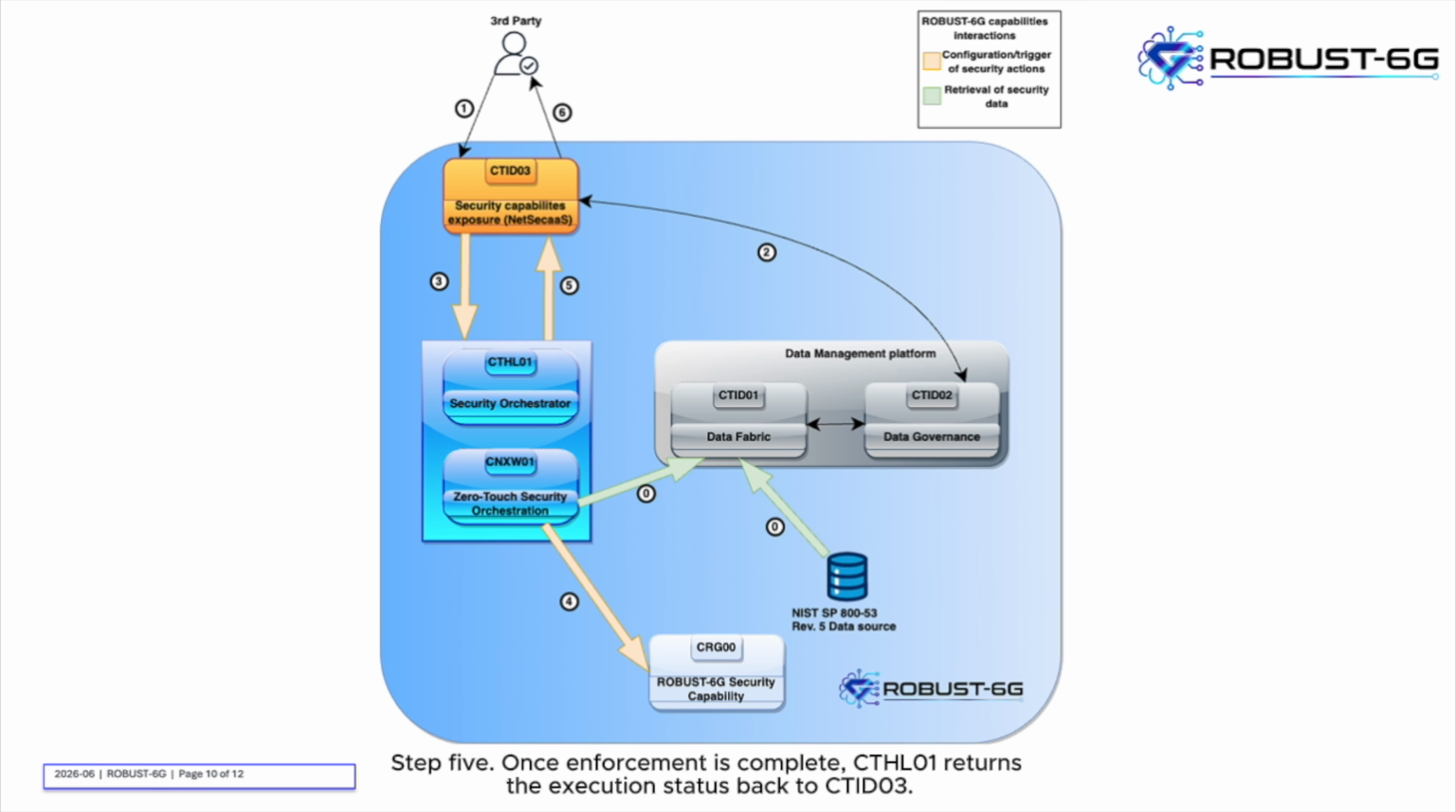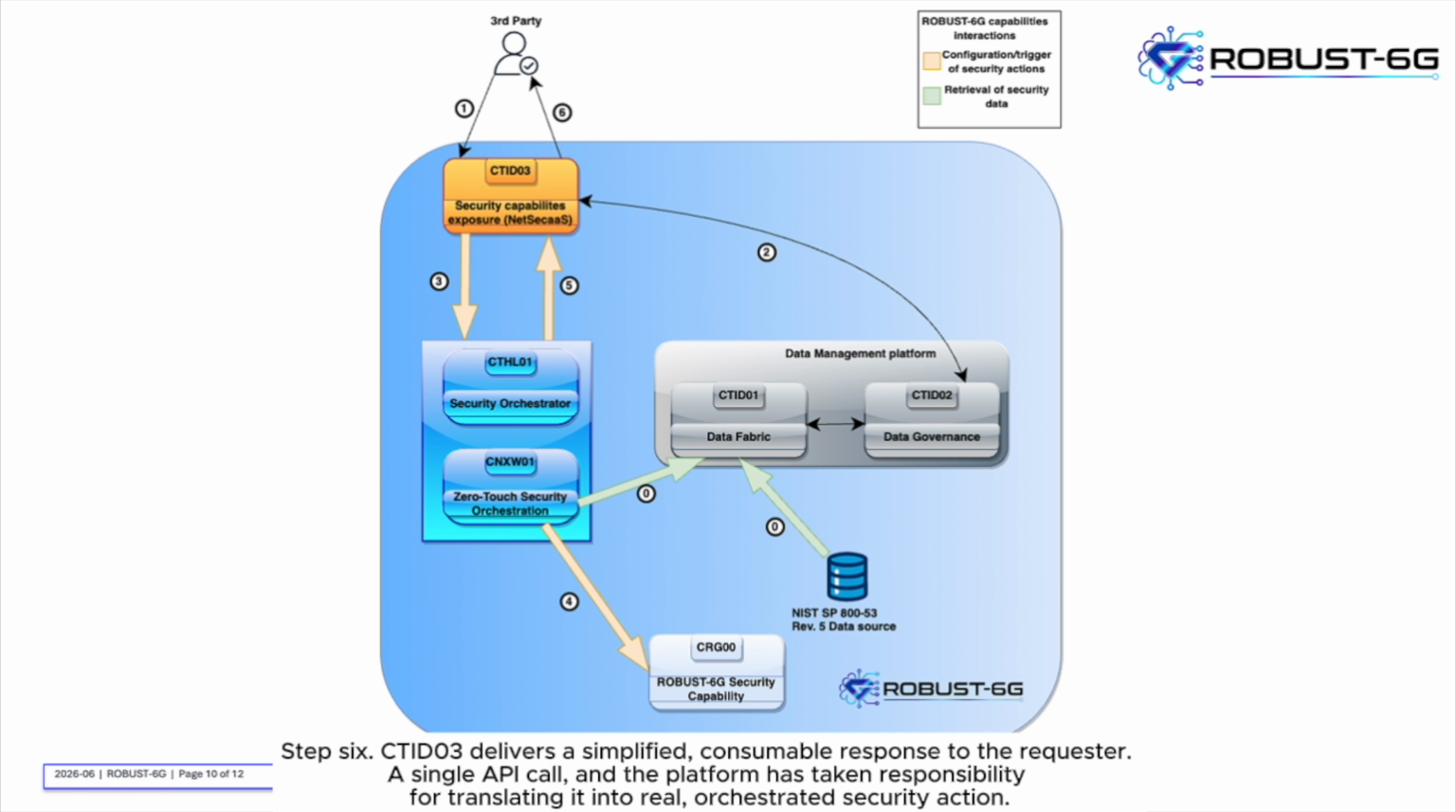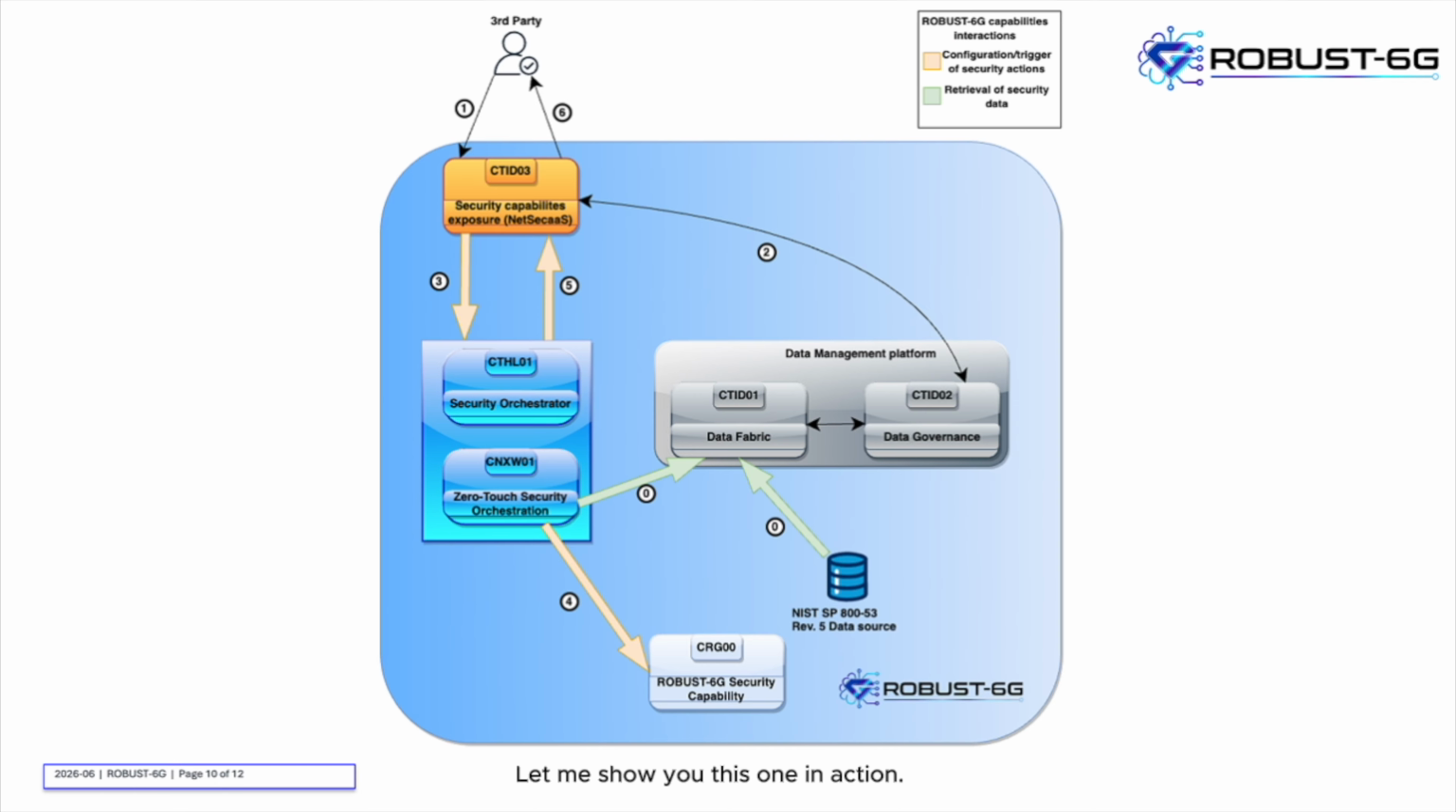Step 5. Once enforcement is complete, CTHL01 returns the execution status back to CTID03. Step 6. CTID03 delivers a simplified, consumable response to the requester. A single API call, and the platform has taken responsibility for translating it into real, orchestrated security action. Let me show you this one in action.